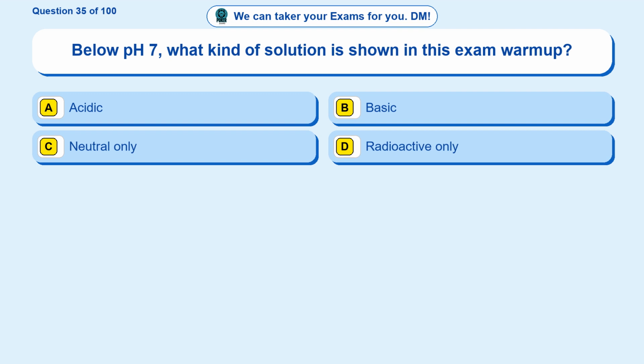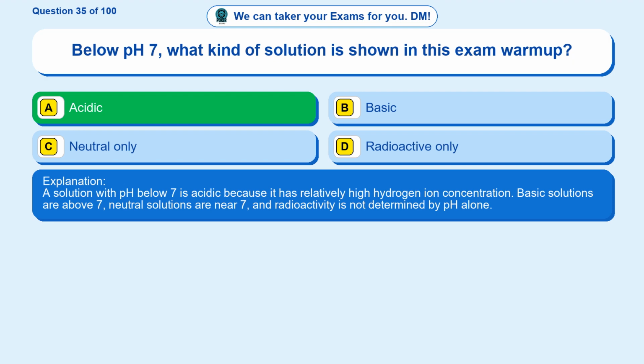Question 35. Below pH 7, what kind of solution is shown in this exam warm-up? Option A, acidic. Option B, basic. Option C, neutral only. Option D, radioactive only. The correct answer is option A. Acidic. A solution with pH below 7 is acidic because it has relatively high hydrogen ion concentration. Basic solutions are above 7, neutral solutions are near 7, and radioactivity is not determined by pH alone.